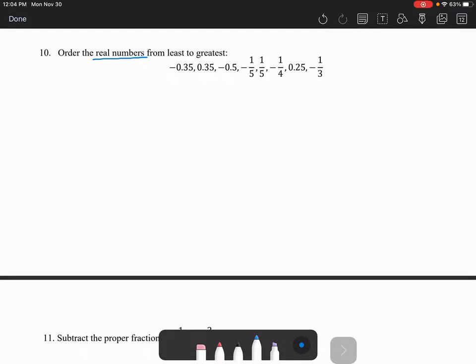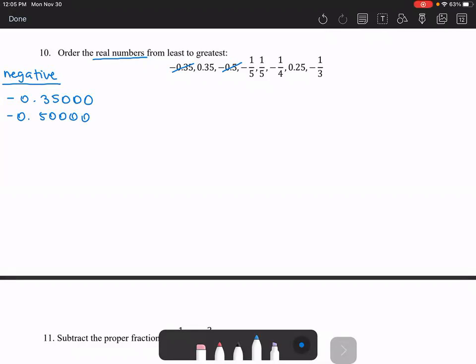We have negative and positive numbers here. We always know that the negative numbers are going to be smaller than the positive numbers. So I would have a section of negative numbers. That's going to be negative 0.35, and I'm going to go 5 decimal places with all of them. We also have a negative 0.5, and then we have a negative 1/5.